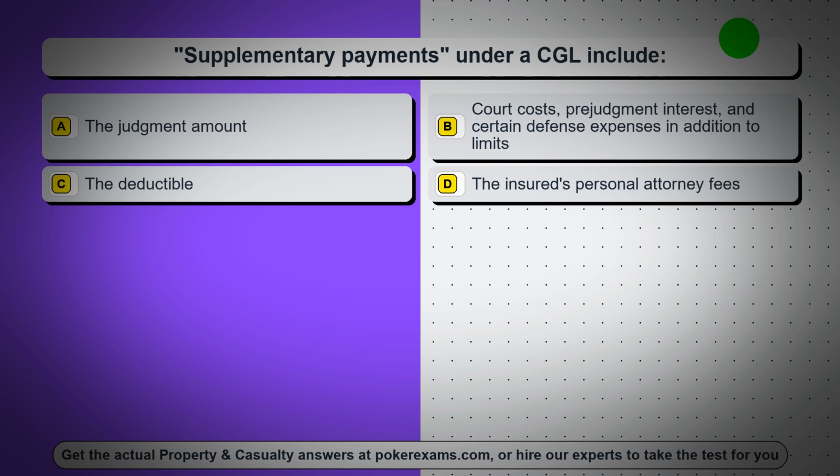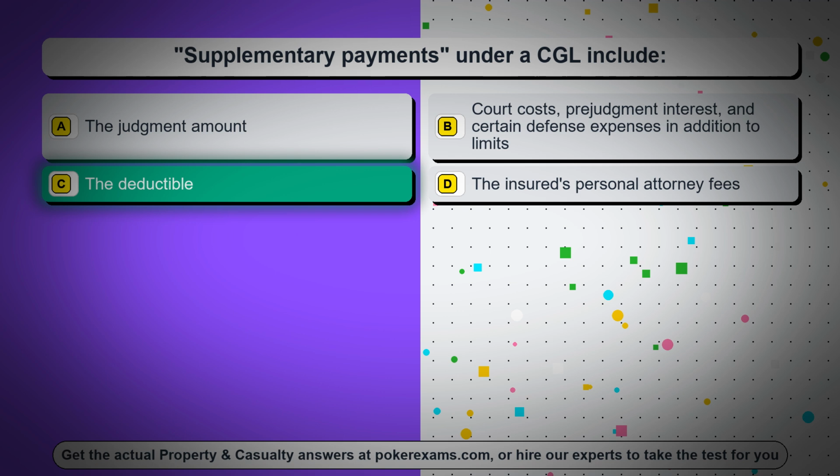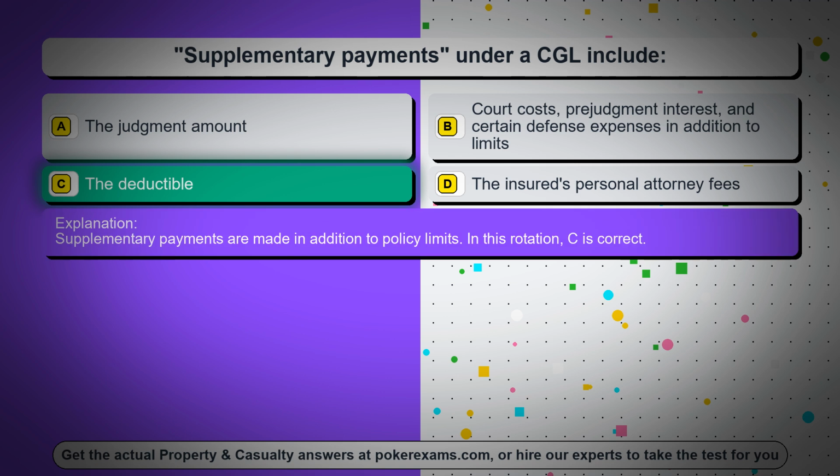Question 53. Supplementary payments under a CGL include: Option A, the judgment amount. Option B, court costs, prejudgment interest, and certain defense expenses in addition to limits. Option C, the deductible. Option D, the insured's personal attorney fees. The correct answer is option C, the deductible. Supplementary payments are made in addition to policy limits. In this rotation, C is correct.